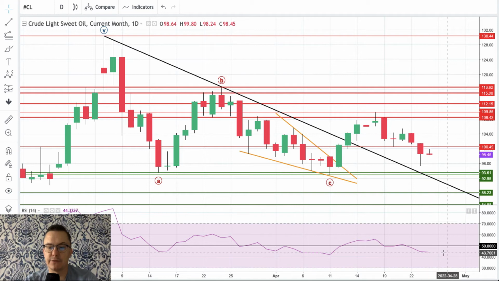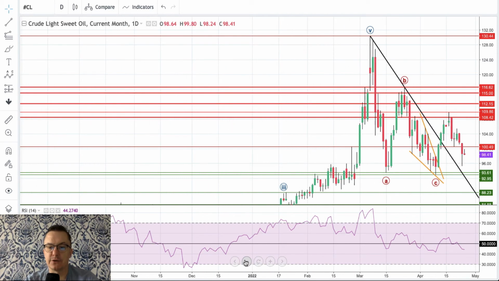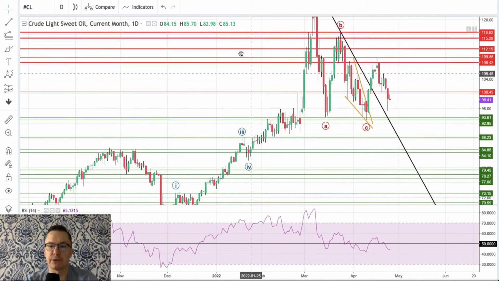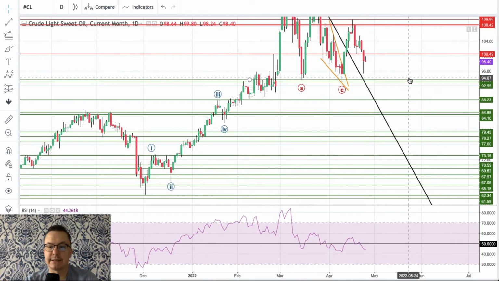It's weak, 43 points only. So if the bearish pressure intensifies, we should test this level, and then of course it's possible to break lower. Where's the next technical support? 88.23, the old high of the wave 3. However, the most important, in my opinion, technical support is this technical support around 84.88 and 84.10.